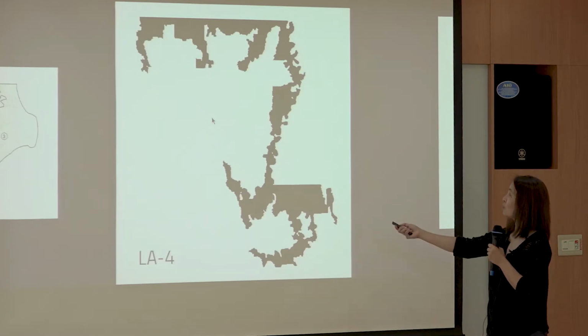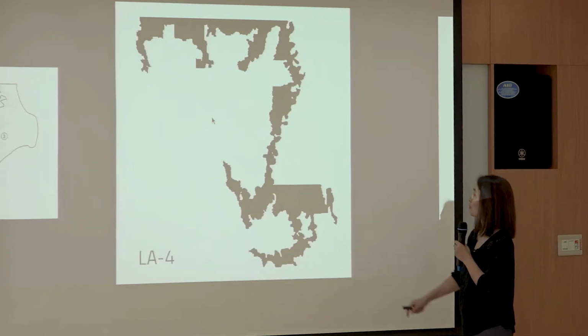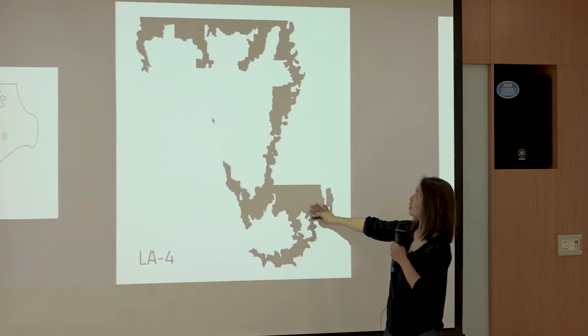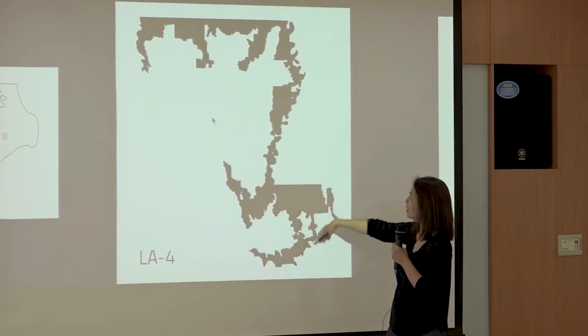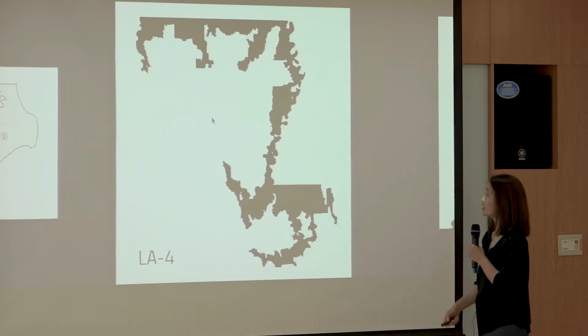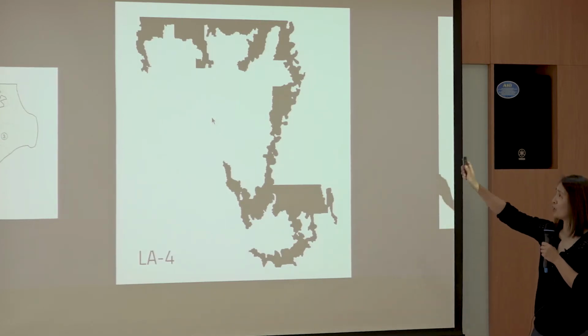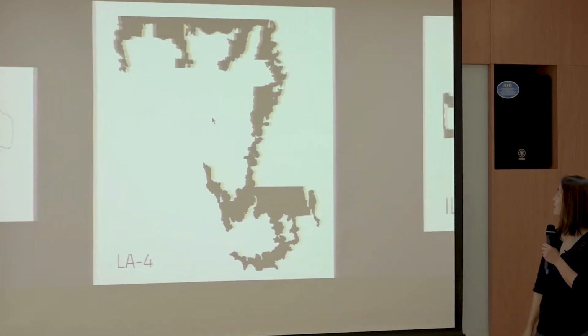This is the 4th district in Louisiana. I don't know if you know what Louisiana looks like, but it basically looks like this. So this is the shape. The whole state, the top, the side, the bottom, is all in one district. And it's not very close to each other.